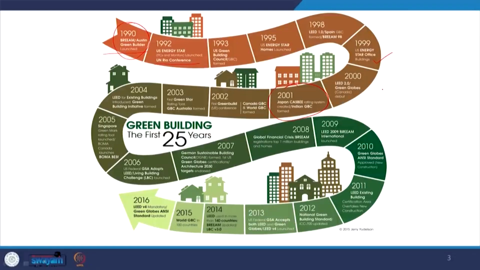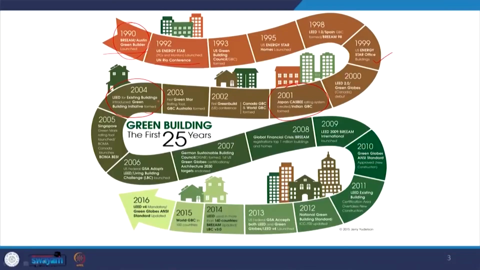In 2004, LEED launched versions for existing buildings. So far it was only for new construction, NC, while in 2004 it was diversified and it was felt that existing buildings can also be converted into green buildings. So, that is where we see a shift happening from new construction to existing buildings around 2004.